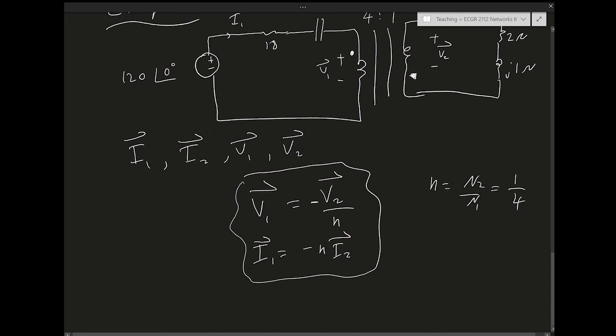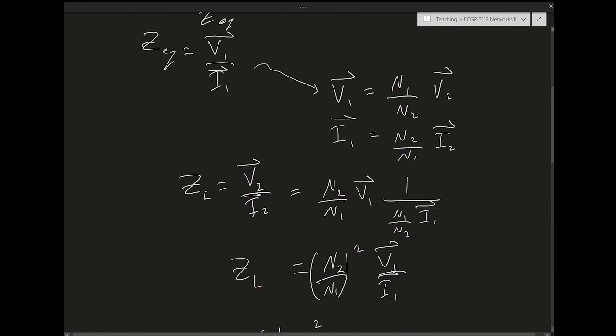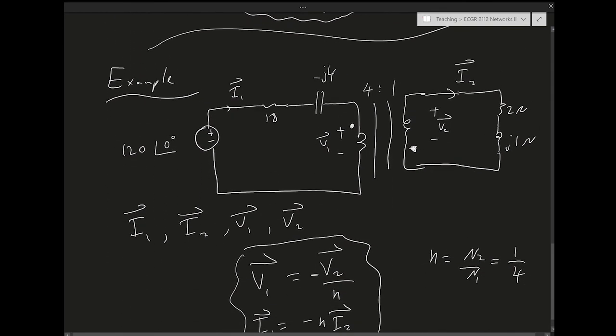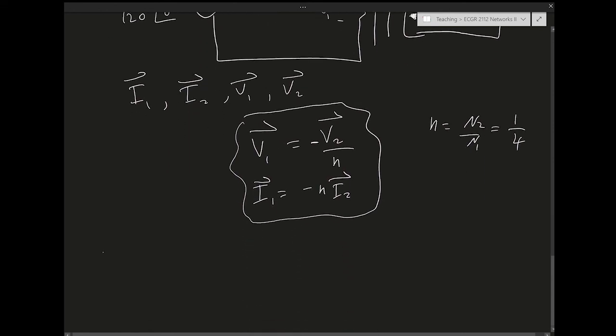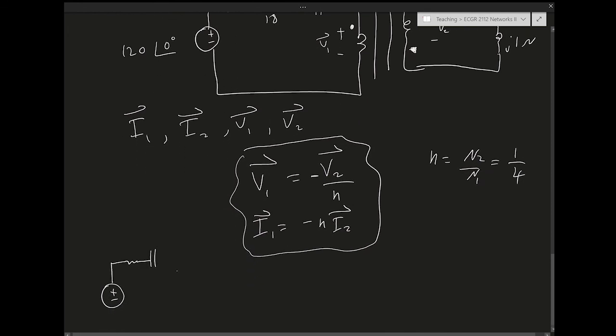So what we want to do first is use the method of reflecting the impedance from the secondary to the primary to solve this problem. Because if we reflect the impedance from the secondary to the primary, the solution becomes easy. Finding V1 becomes easy. V1 becomes just the voltage across that reflected impedance. So if I reflect the impedance, I end up with this circuit. I have the voltage source, and then I have the resistor, capacitor, and then I have the reflected impedance. Let's call it Z1.